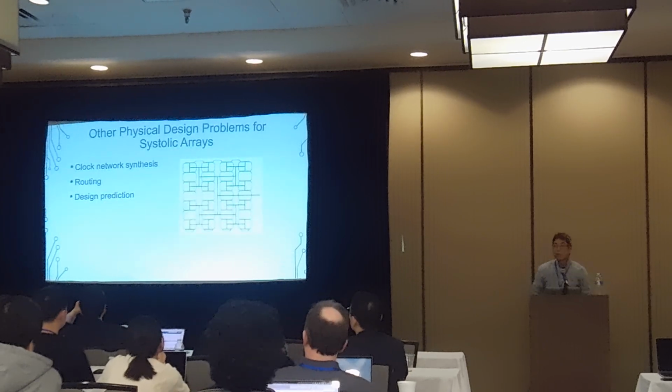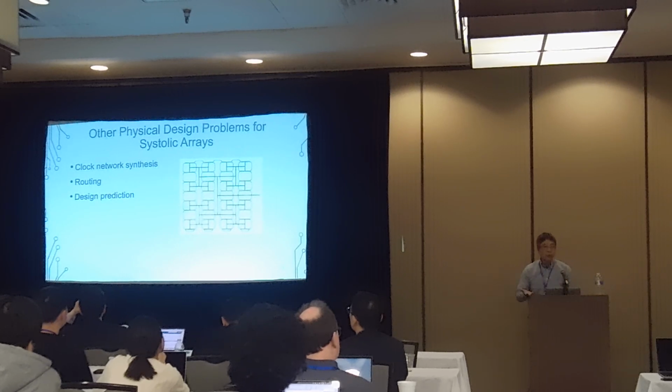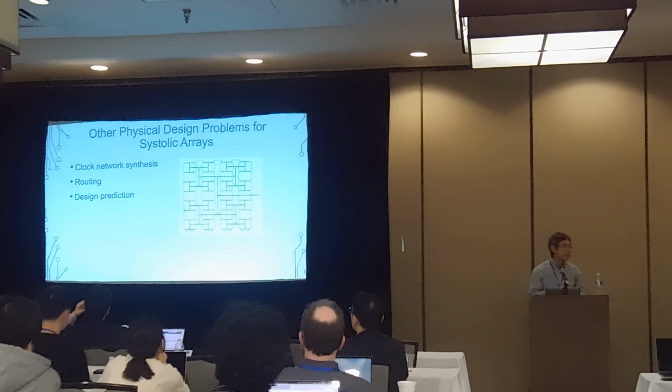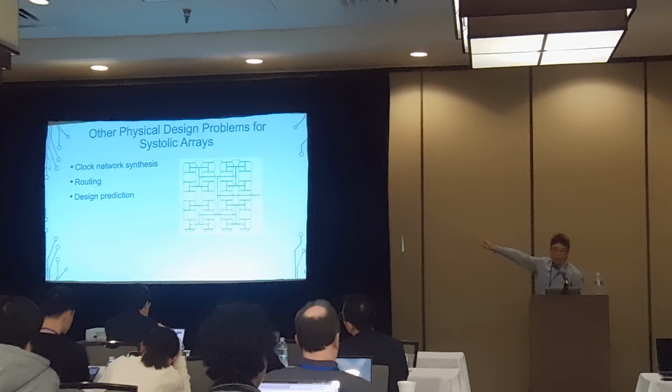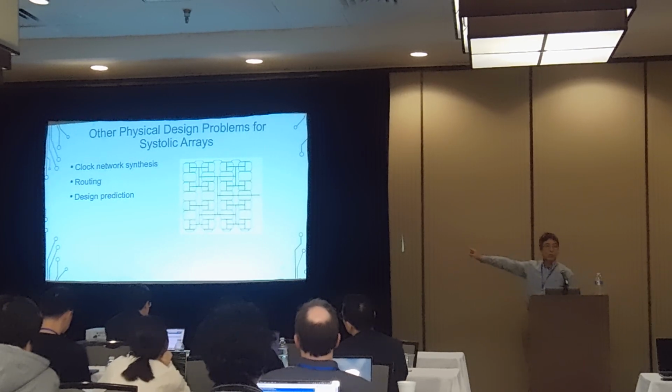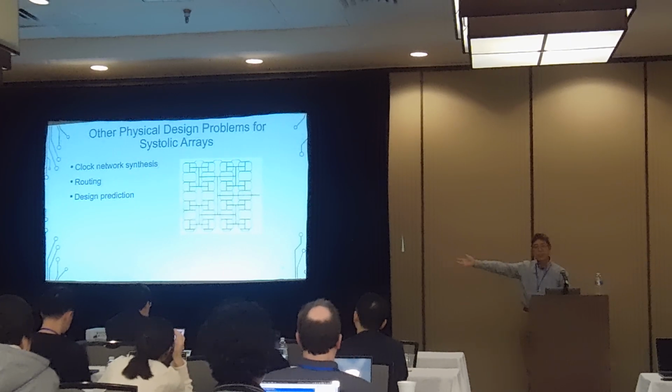Okay. So this is the placement part. I believe there's room for improvement of systolic array layout in other aspects, for example, clock network synthesis, because this structure is so regular. If we look at the figure on the right, our physical design people can easily recognize this structure. It's pretty much like an H tree, right?